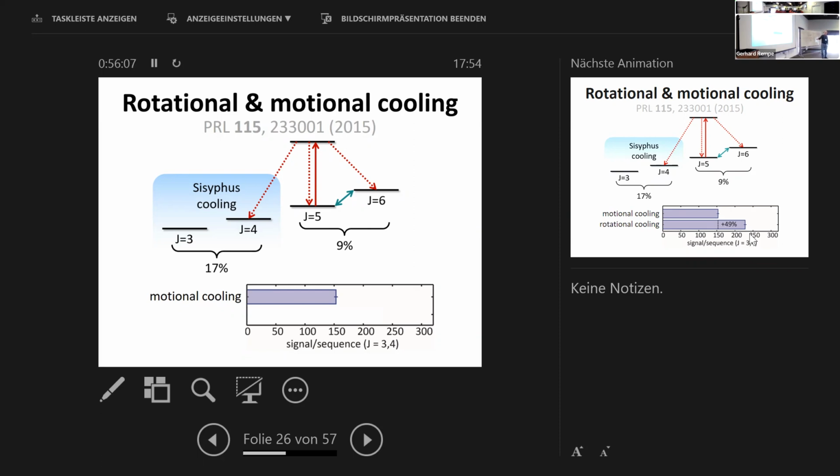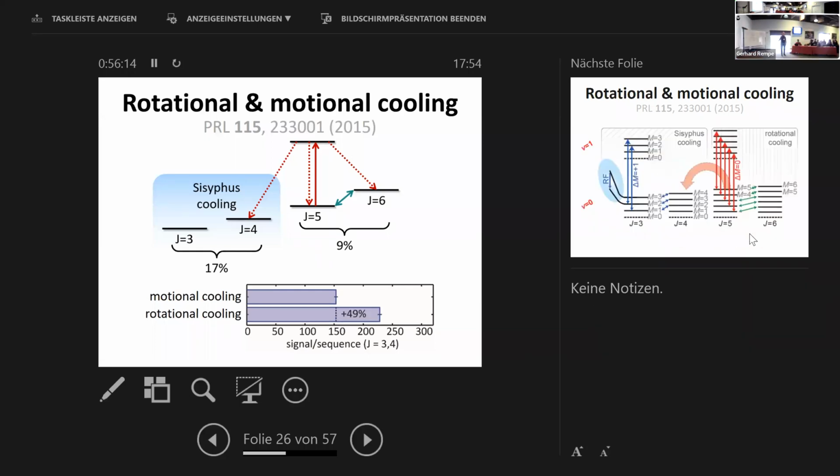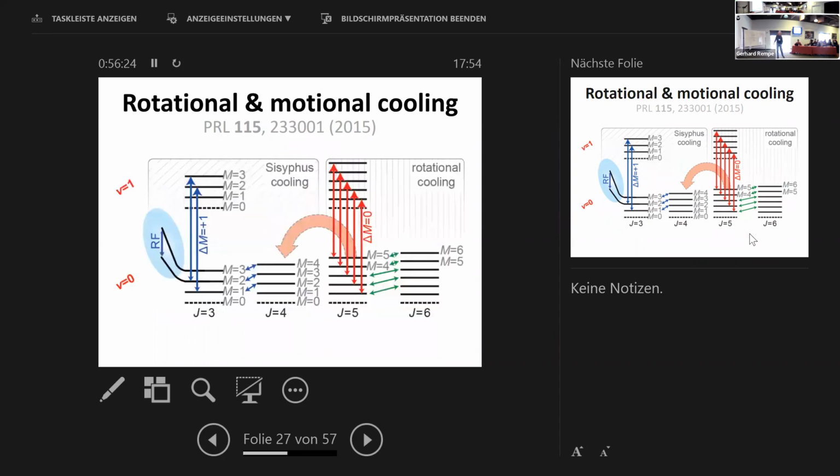Going from 32 to 70 plus now, roughly an increase of 50%. That's what we see. With the rotational cooling implemented, we see an increase of 49%. So this is nice. We are not losing molecules, we're really shuttling them around in the internal state manifold.